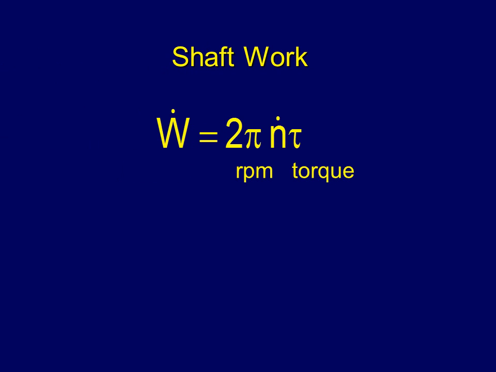Shaft work. In a shaft, if we have a shaft rotating, then we take the RPM times the torque, and we get the work out of that. 2 pi times the RPM times the torque. So you get 2 pi to get the radians, and the torque is actually foot-pounds. The radians are worked in there.